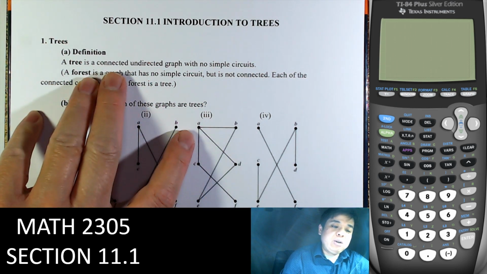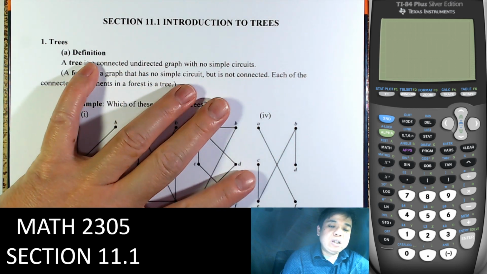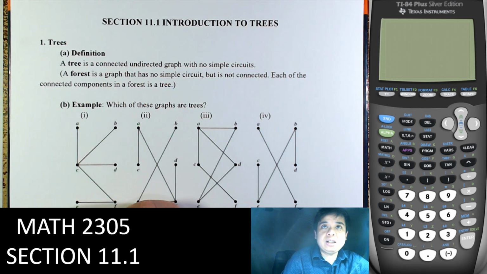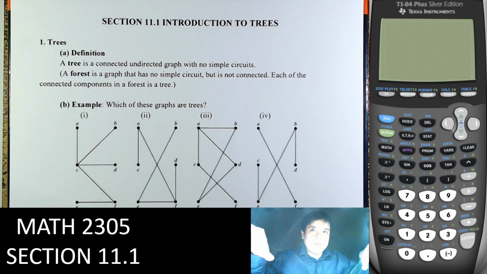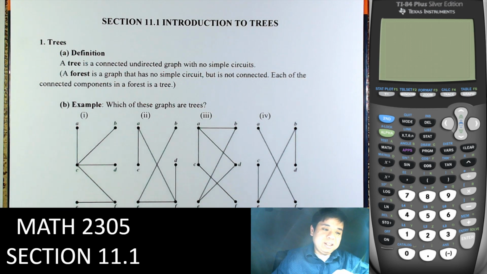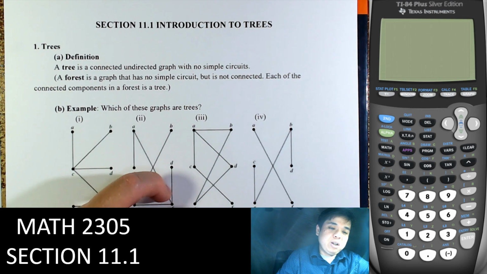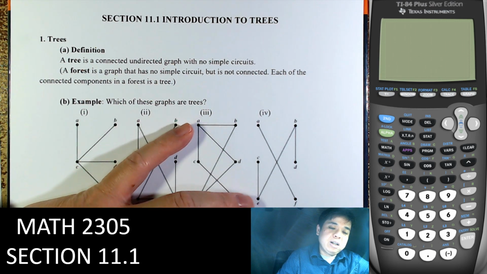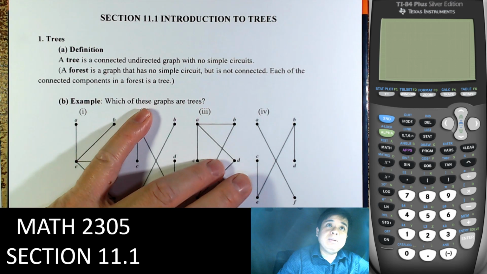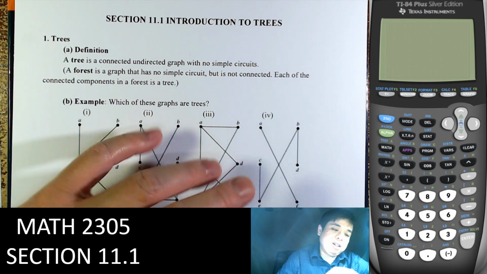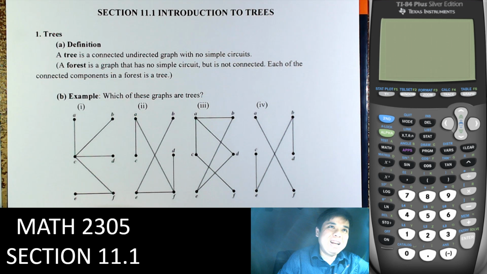A tree is a connected undirected graph with no simple circuit, so we cannot have a circuit. And it has to be connected, meaning that you cannot have two separate parts of the graph. If we have no simple circuit but the graph is not connected, each separate piece is a tree, and that's called a forest, a much less common term.